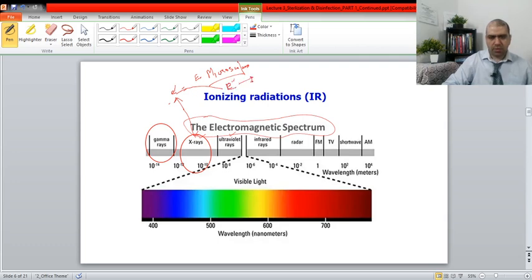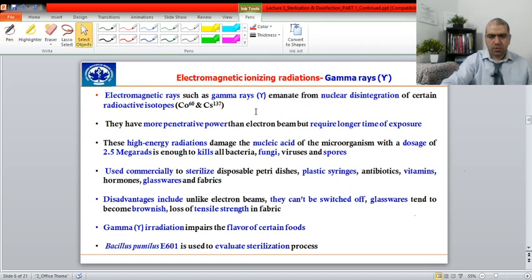Onto the surface so that we can decontaminate the surface. So let's talk about these ionizing radiations now. When you talk about electromagnetic radiations, as I showed in the previous slide, gamma rays have very high frequencies, so they are highly energetic rays. In this case, we can use them for either disinfection or sterilization.